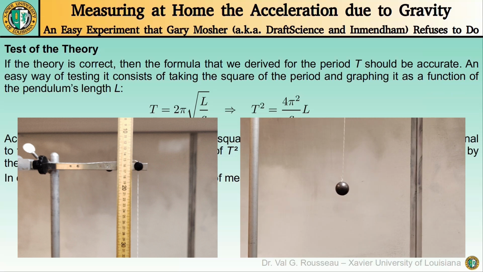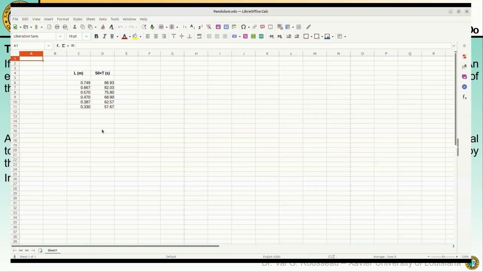This way, we can obtain very precise measurements of the period. It is also important to keep in mind that the formula we derived is valid only for small oscillations, typically for angles smaller than 15 degrees. Here we can use a maximum angle of only 5 degrees, which makes the approximation excellent. So, here is a table of values for the time of 50 oscillations that we obtained for different lengths.